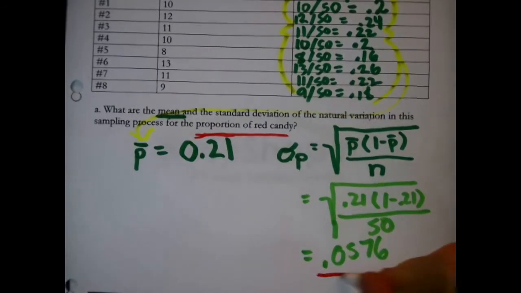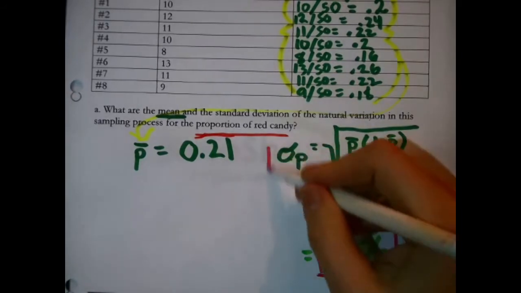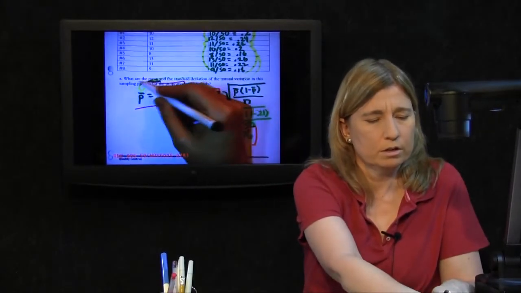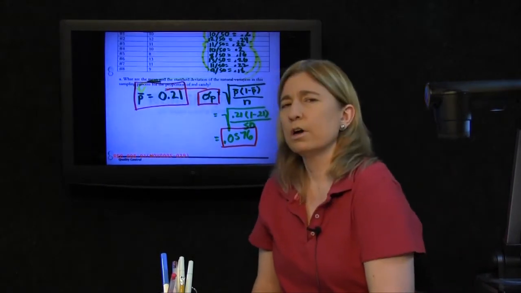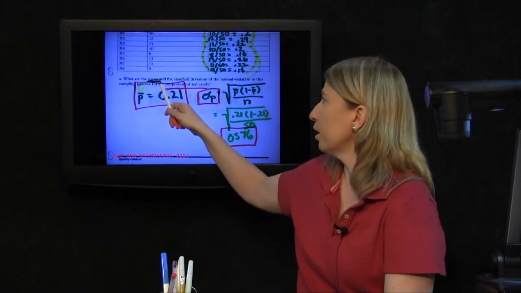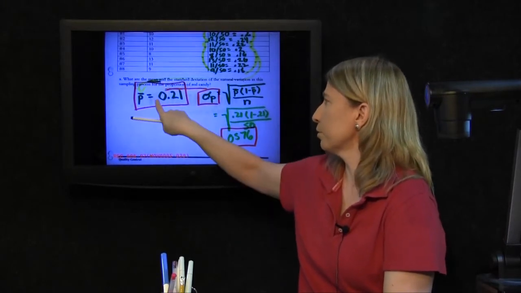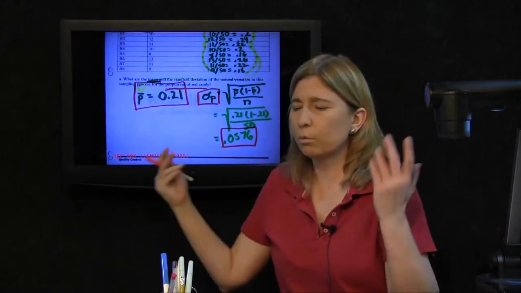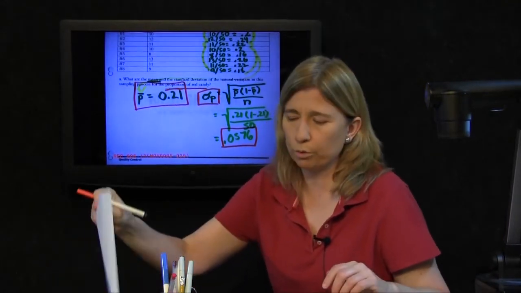0.0576. Yes. That is the standard deviation in the proportion of the sampling process when it's in control. Okay, now we have both things it asked for: there's the mean, and there is the standard deviation. What else do they want to know?